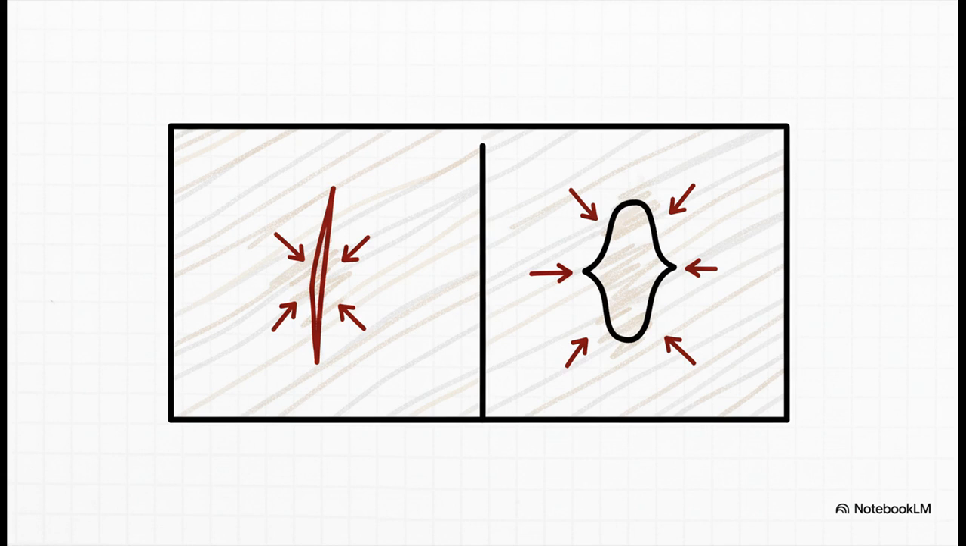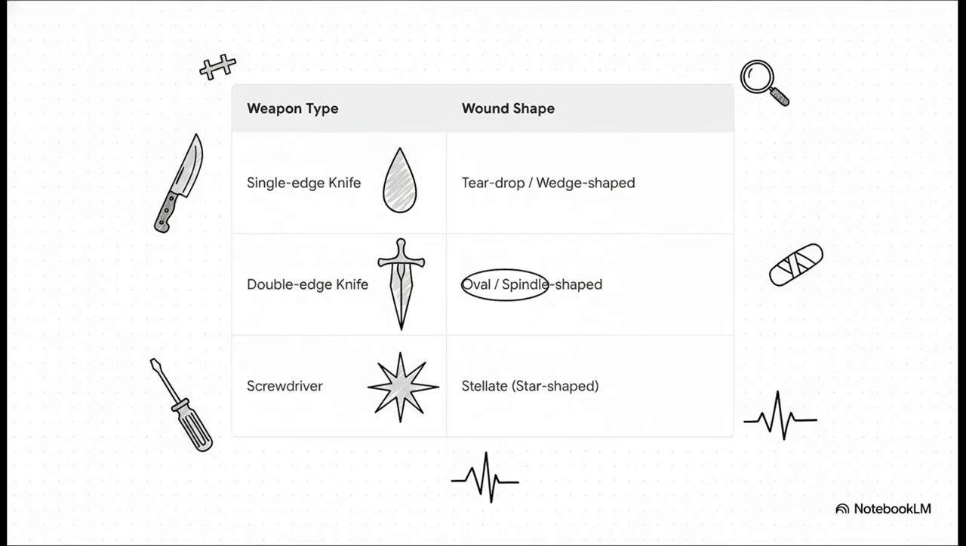It can completely change how a wound looks. This table shows a really fundamental idea. The weapon's shape is going to determine the wound's shape. It's that straightforward. A single-edged knife? You're going to get a wedge or teardrop shape. A double-edged dagger? That leaves a nice symmetrical spindle-shaped wound. And a screwdriver? This one creates a very unique stellate or star-shaped wound.